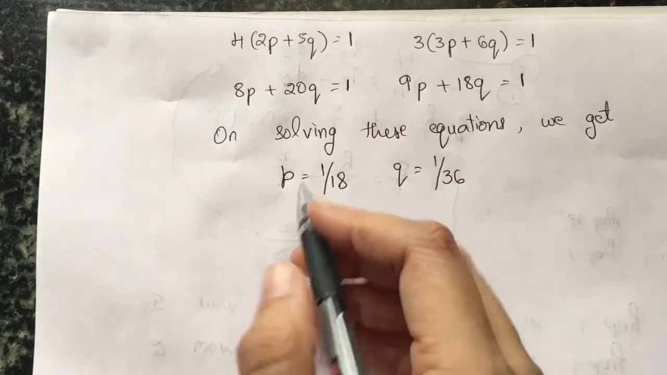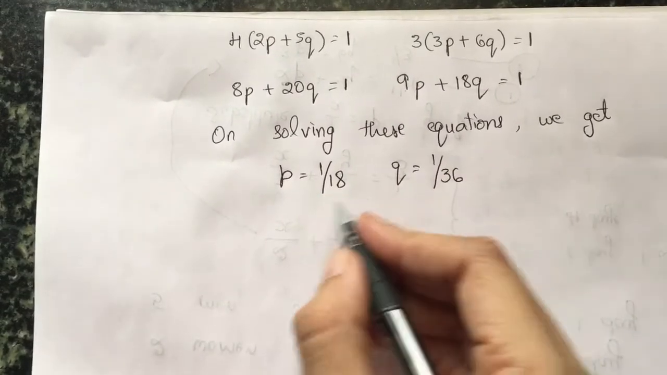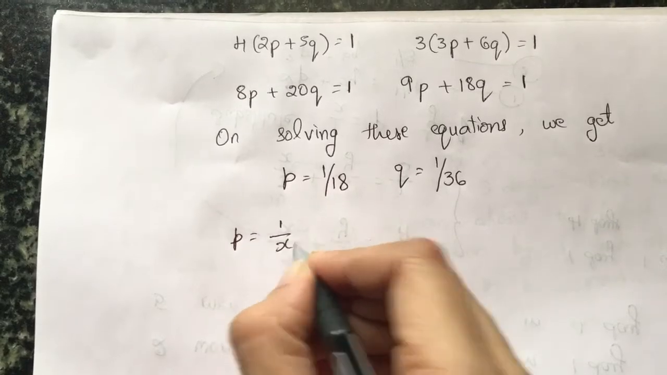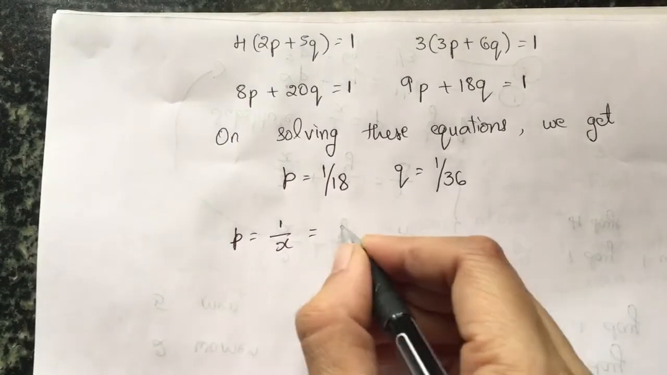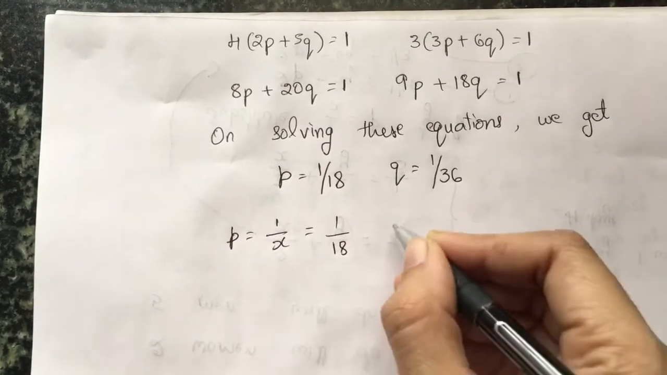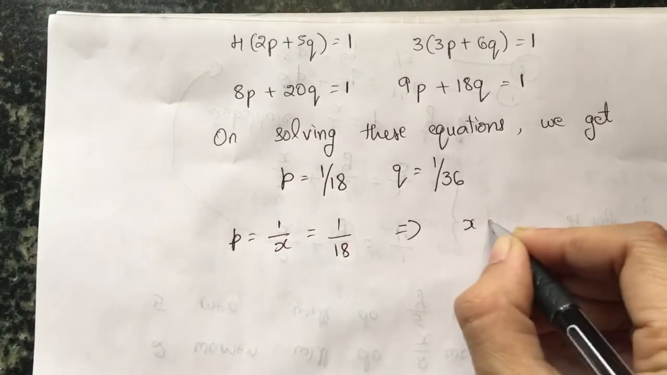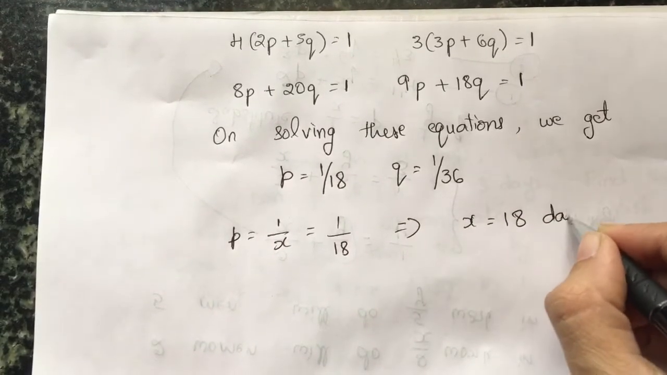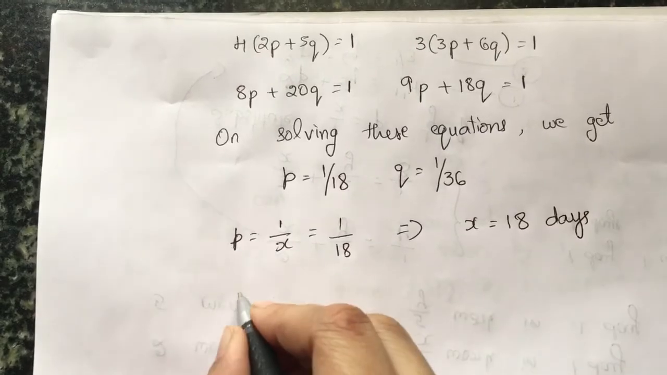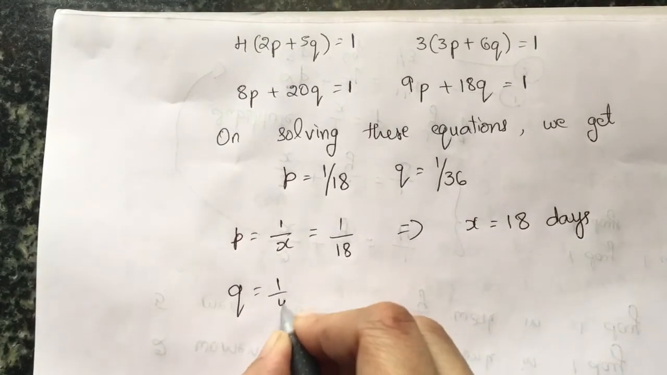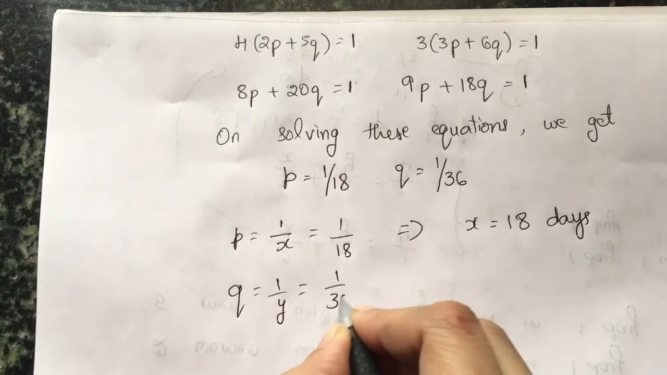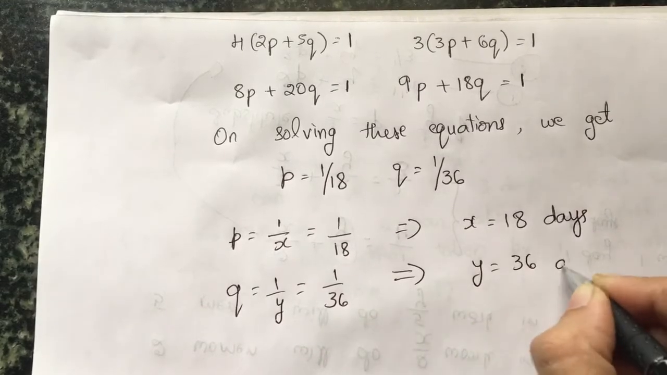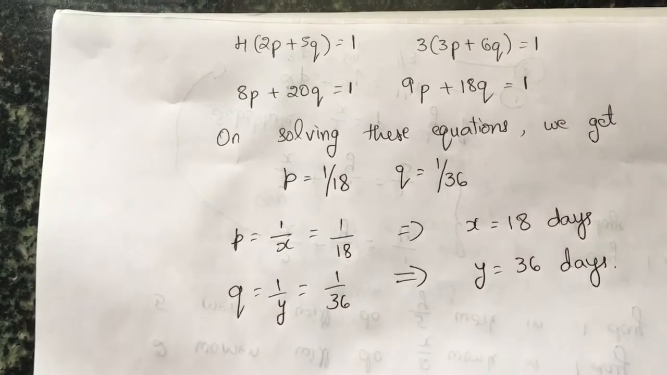Okay. So P, I'm getting it as 1 by 18. What is P? P is 1 by X, right? So this is equal to 1 by 18. That implies X equal to 18, but it is in terms of days. Similarly, Q equal to 1 by Y, which is equal to 1 by 36. So Y equal to 36 days.